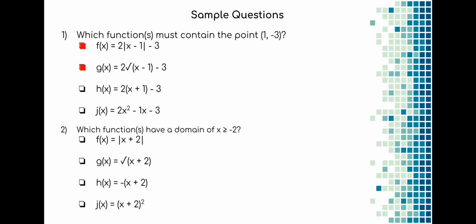The second question, which functions have a domain of x is greater than 2? Well, if we've already done some exploration with absolute values, this one's going to be particularly easy, because really we're just looking for which of these types of functions is going to have a restricted domain. And the answer is G. All of the others have a domain of all real numbers.